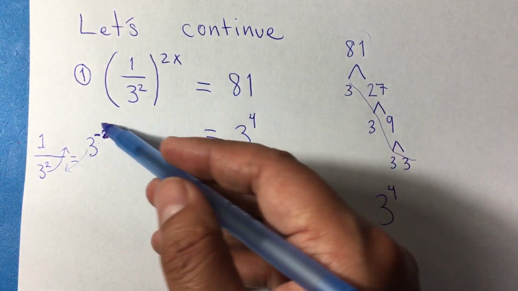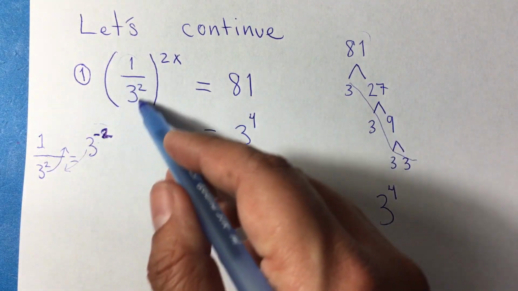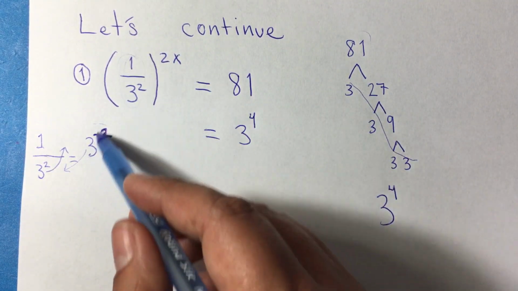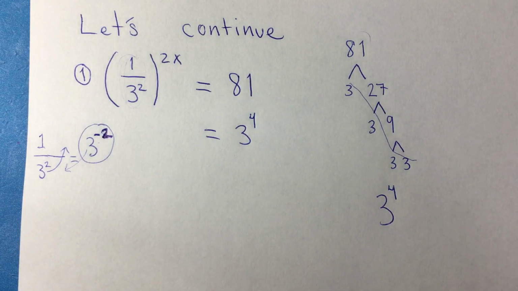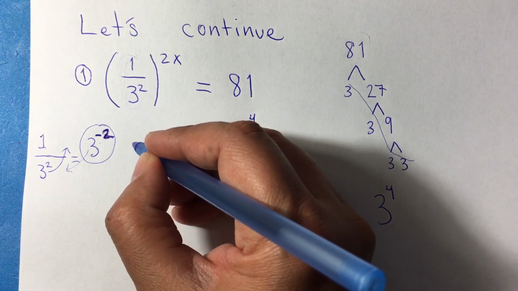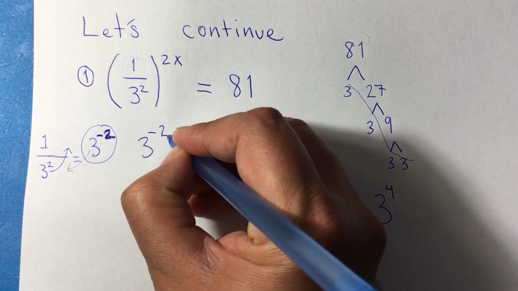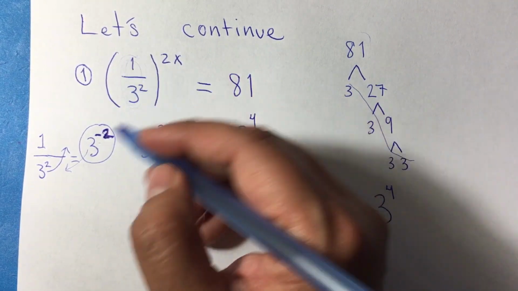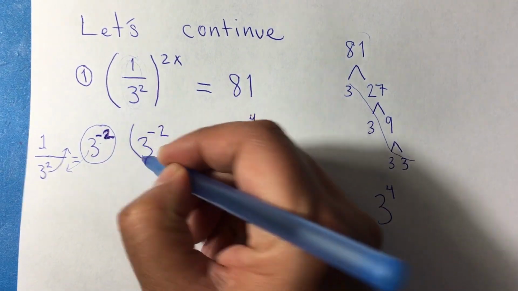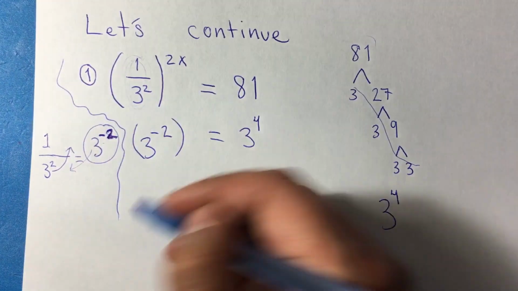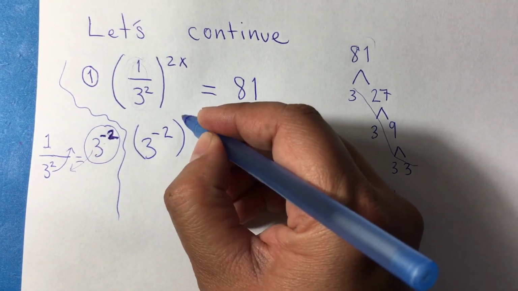What are we going to do? We're going to replace this base with 3 to the negative 2nd power. So 3 to the negative 2nd power is just replacing this part. We put it between parentheses and bring down what we already have in there.